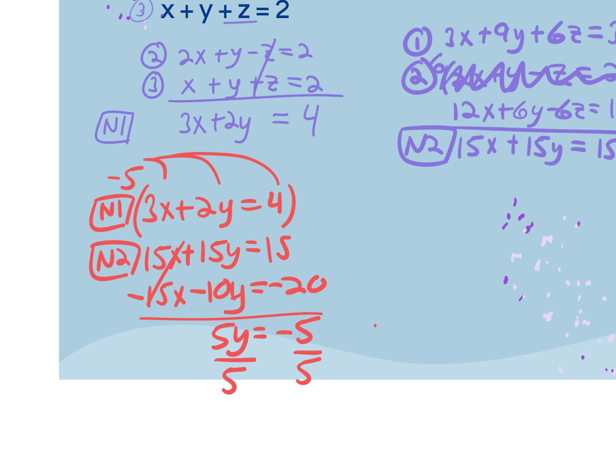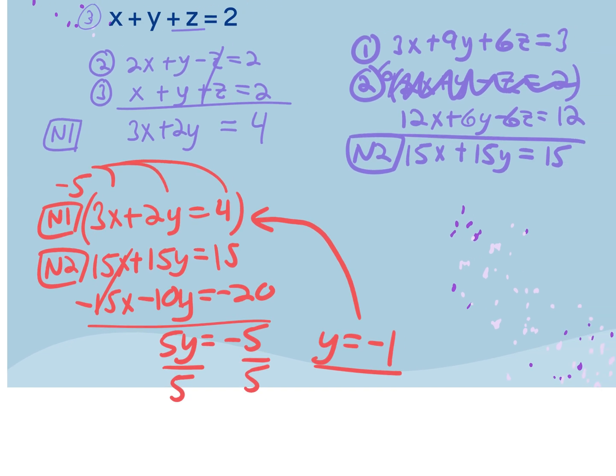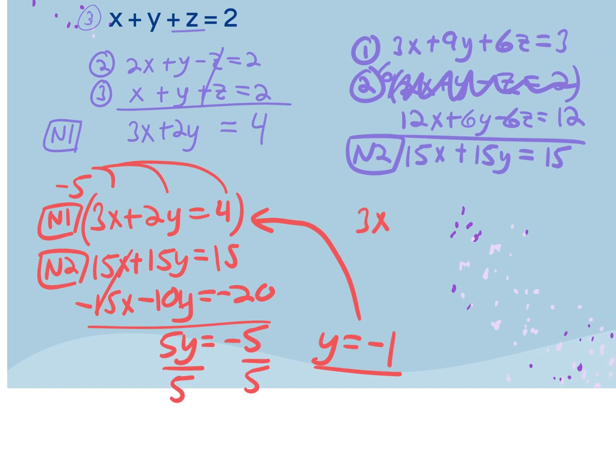Divide both sides by 5, and so what is y? -1. So we have y is -1. What other variable can we easily find? X, right? So we're going to plug this into one of our 2 equations. It doesn't matter which one. I'll just say the first one. And then we plug it in there, and we end up with 3x plus 2 times -1 equals 4. So you get 3x minus 2 equals 4.